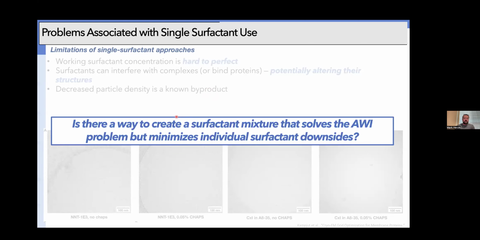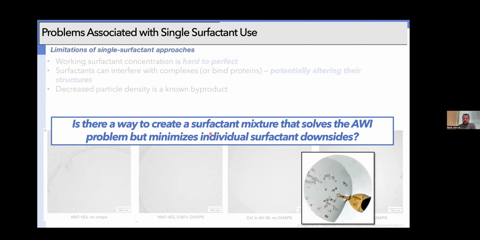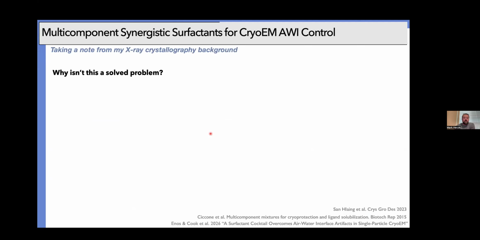And so what we sought to do was basically create a surfactant mixture that solves as much of the air-water interface problem as we possibly can while minimizing the individual downsides of these surfactants on their own. A lot of this came from my background in X-ray crystallography when I was a grad student. And so the idea here is, why can't we fix this? Why hasn't there been a solved problem for the air-water interface? And what can we do to fix this?